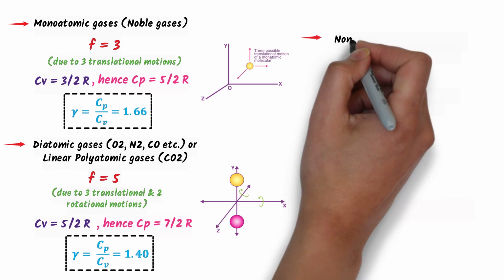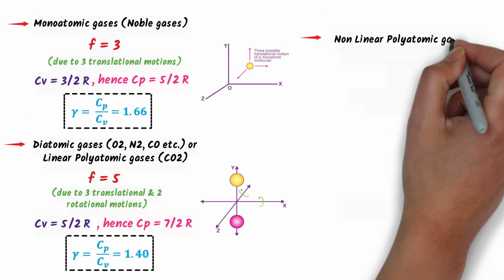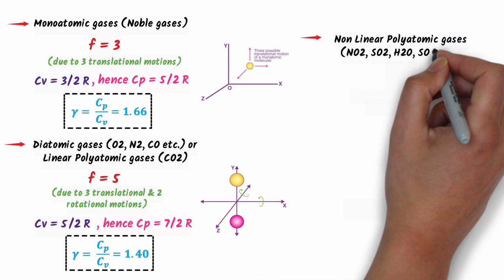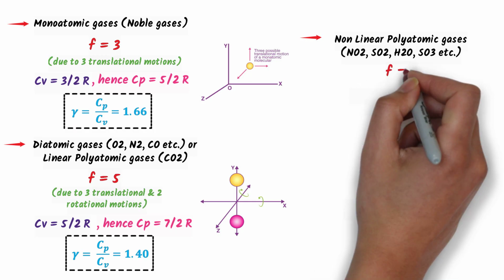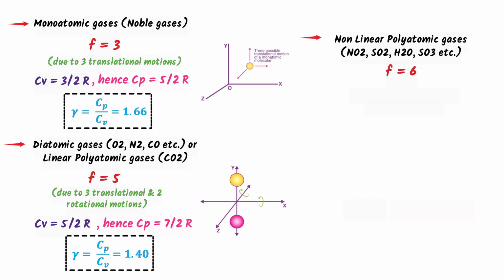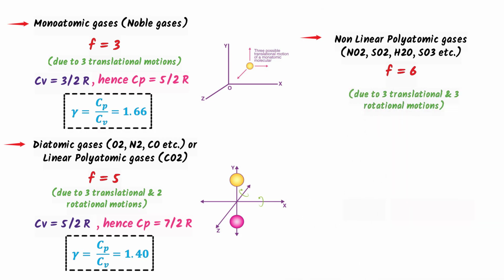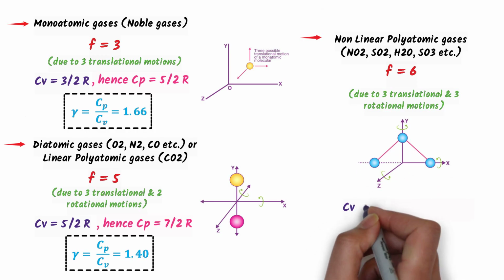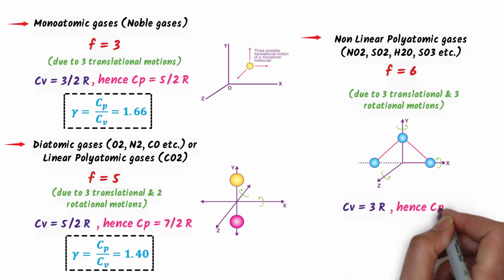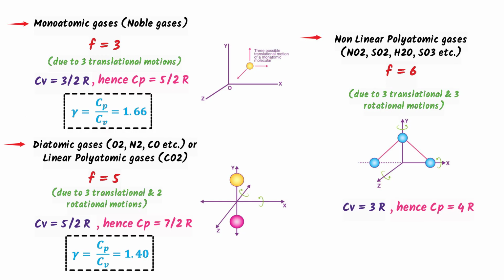Similarly, for non-linear polyatomic gases like nitrogen dioxide, sulfur dioxide, water molecules, sulfur trioxide, etc., F is equal to 6, indicating that there are 6 degrees of freedom which arise due to 3 translational and 3 rotational motions as shown by the arrows along x, y and z directions. Therefore, Cv is equal to 3R, hence Cp is equal to 4R. On dividing, we'll get the adiabatic index as 1.33 for non-linear polyatomic gases. Point to note is vibrational degrees of freedom do not contribute because they are frozen out at ambient temperatures.